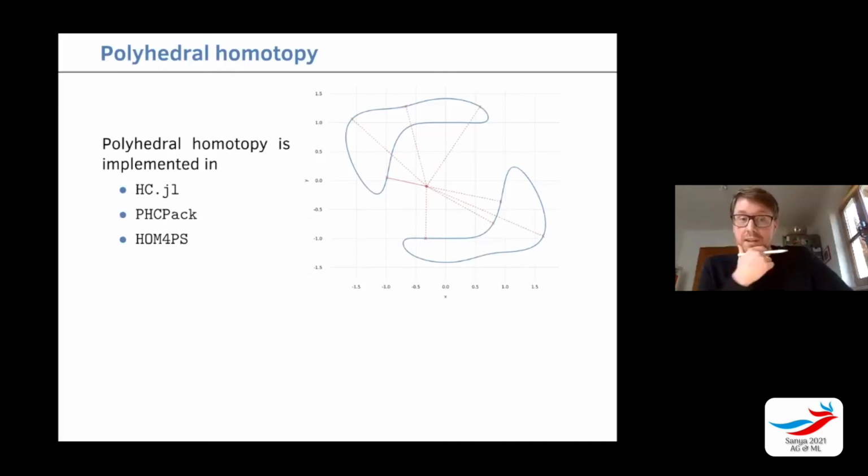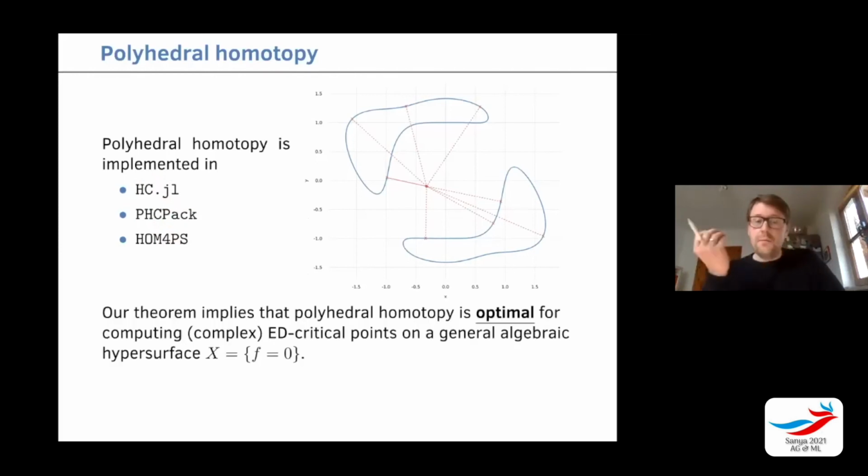Polyhedral homotopy is implemented in a few software packages, notably HomotopyContinuation.jl, the software I'm partly involved in. Then there's PHCpack and HOM4PS. I think those are the most prominent ones at the moment. They all have this strategy implemented. And our theorem implies that polyhedral homotopy is optimal in the sense that I just discussed: you do not track too many paths. You track the exact right amount of paths that you need for computing complex critical points of the distance functions for this hypersurface.